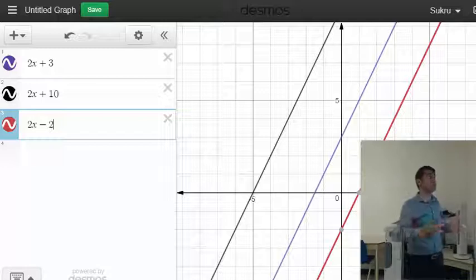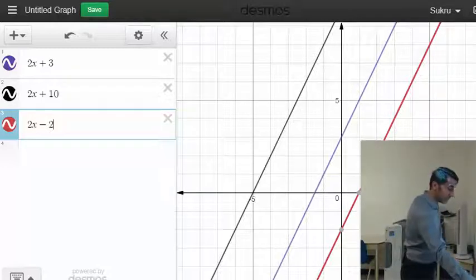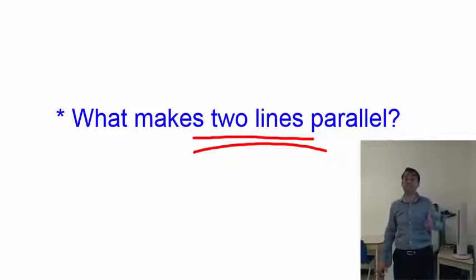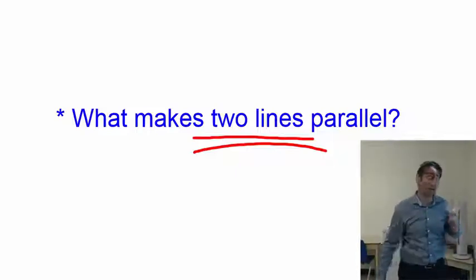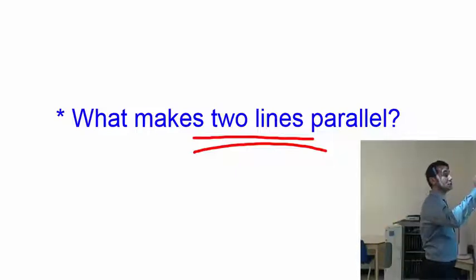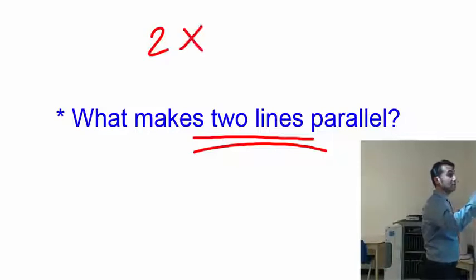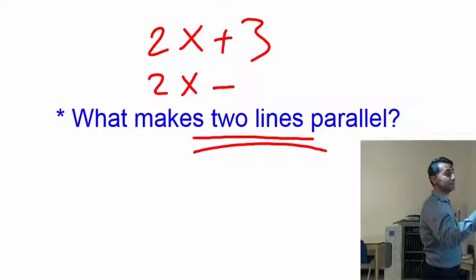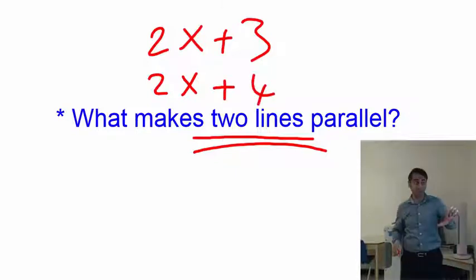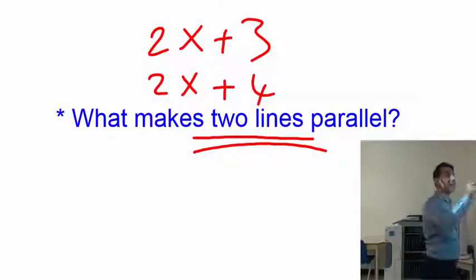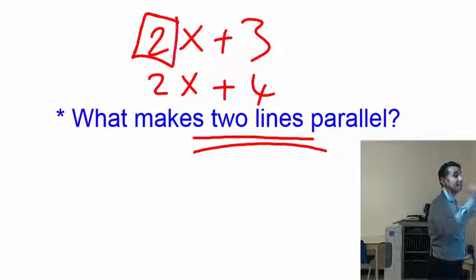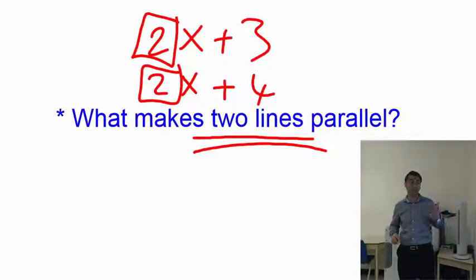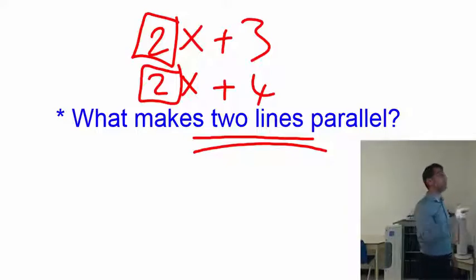So what makes two lines parallel? The answer is as long as they have exactly the same slope, such as 2x plus 3 and 2x plus 4. They are two different lines, but as long as they have exactly the same slope, and you know slope means the number in front of x, they will be parallel.